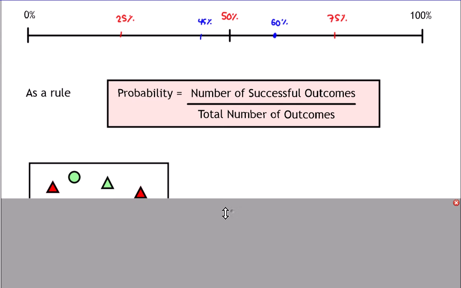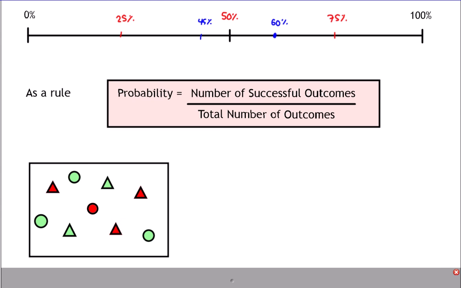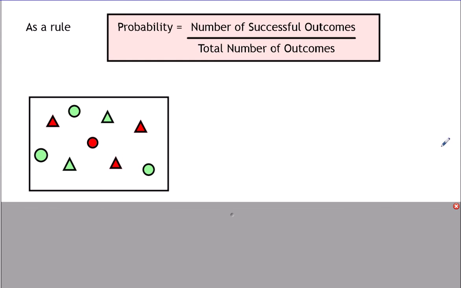If we have a look at an example here, now if you've got colours, it would be nice for you to do this exactly like I've got it with reds and greens, so maybe pause the video and go and find some colours. The first thing you're going to need to do here is count up all of the shapes, because that's going to be our denominator. The total number of outcomes is the total number of shapes. So there's 1, 2, 3, 4, 5, 6, 7, 8, 9. So whatever I'm counting now, the probability will be out of 9.